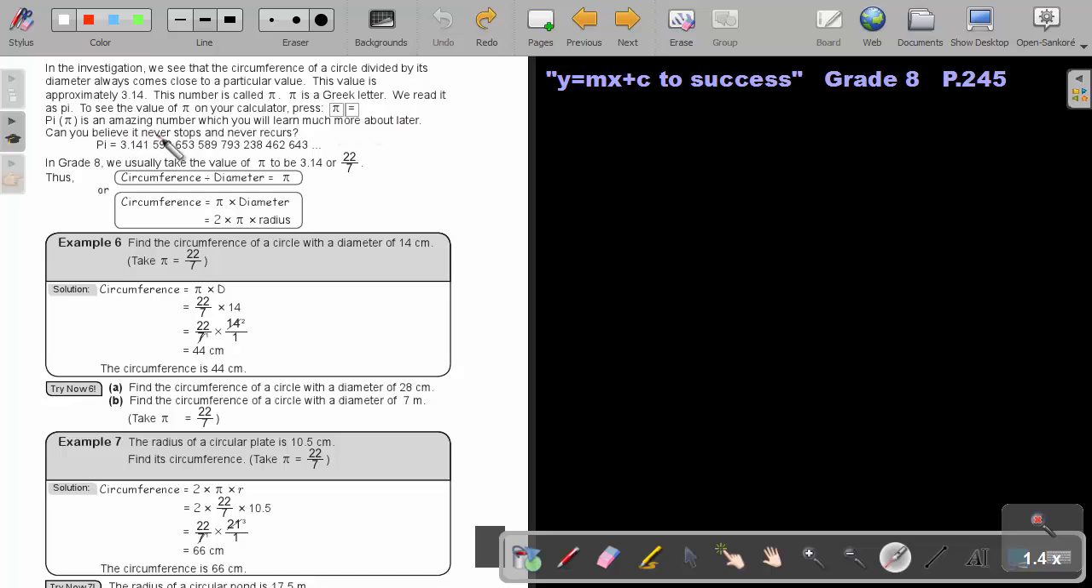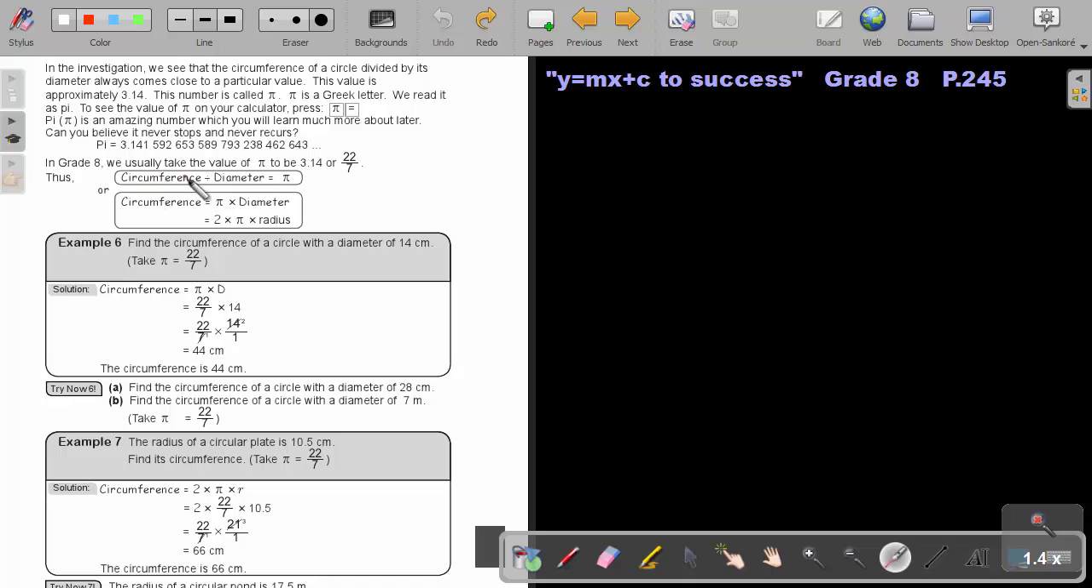Can you believe it never stops and never recurs? So basically, it keeps on going, and there's no pattern in these numbers. In grade 8, we usually take the value of pi to be 3,14, approximated, or 22/7. But it's not the real pi. It's just an approximation of pi.